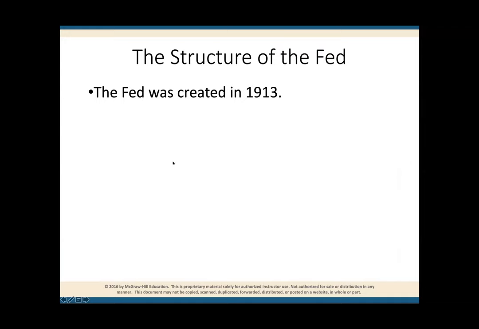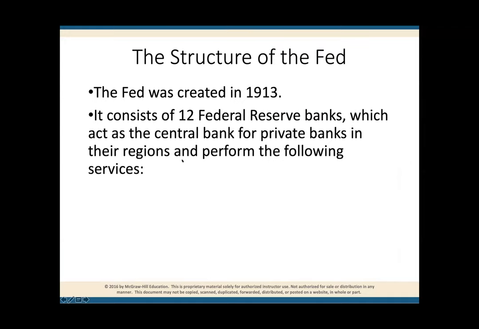The bank was created in 1913, as I mentioned to you. It is made of 12 banks, and each bank acts as a central bank for private banks. In other words, for example, all the banks in region number six, in the region of Atlanta, if they have a need or a problem, they communicate with that bank.